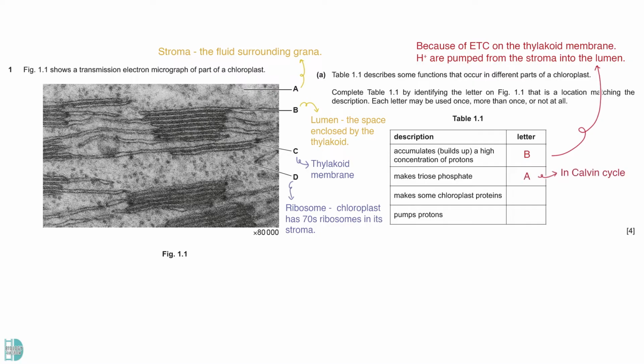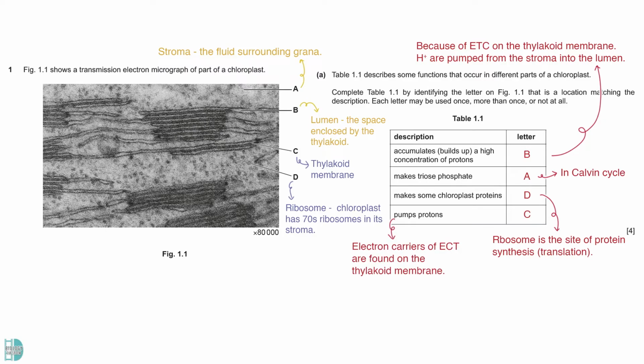Triose phosphate is made in the Calvin cycle that takes place in the stroma. The ribosome is the site of protein synthesis. So, D is where some chloroplast proteins are made. Protons are pumped by the electron carriers on the thylakoid membrane. These electron carriers form the ETC.